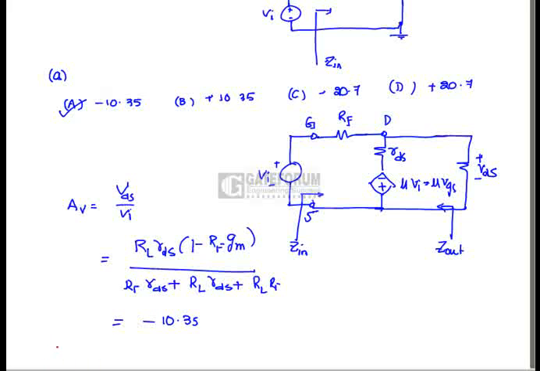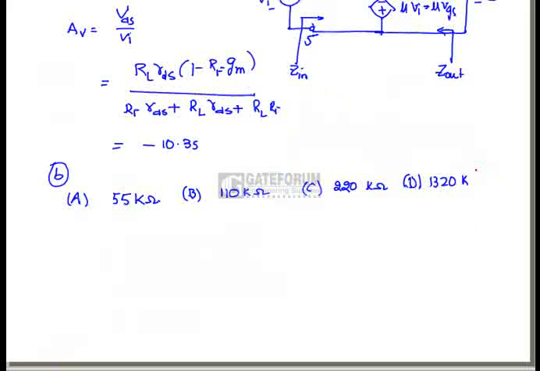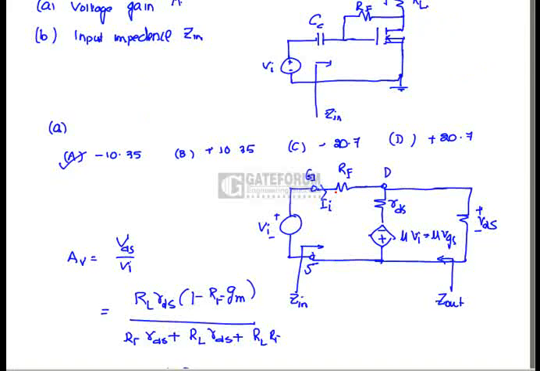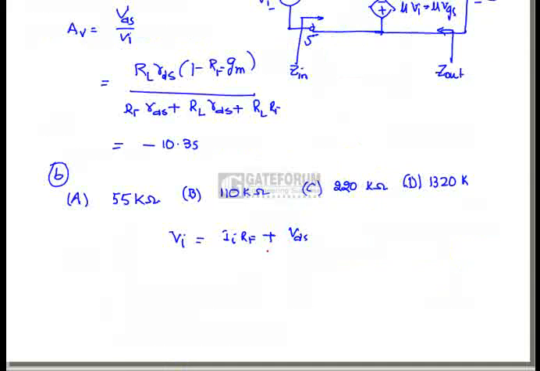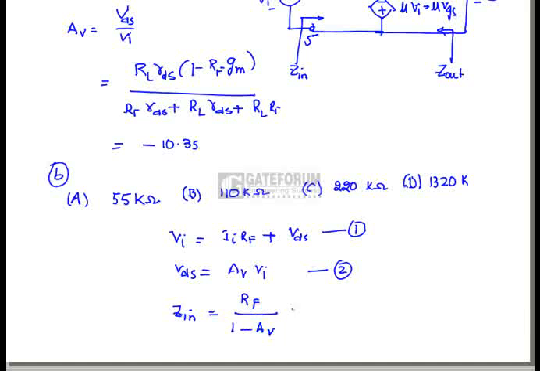Regarding part B, in order to find the input impedance in the following circuit, we need to apply the KVL in the input loop, which gives Vi equals II RF plus VDS. VDS equals AV into Vi, which is the voltage gain we calculated in part A. Now if we substitute equation 2 in equation 1, we will get Z in as follows: RF by 1 minus AV. After substituting the data given, we are going to get 1320 kilo ohms, which is option D is true.